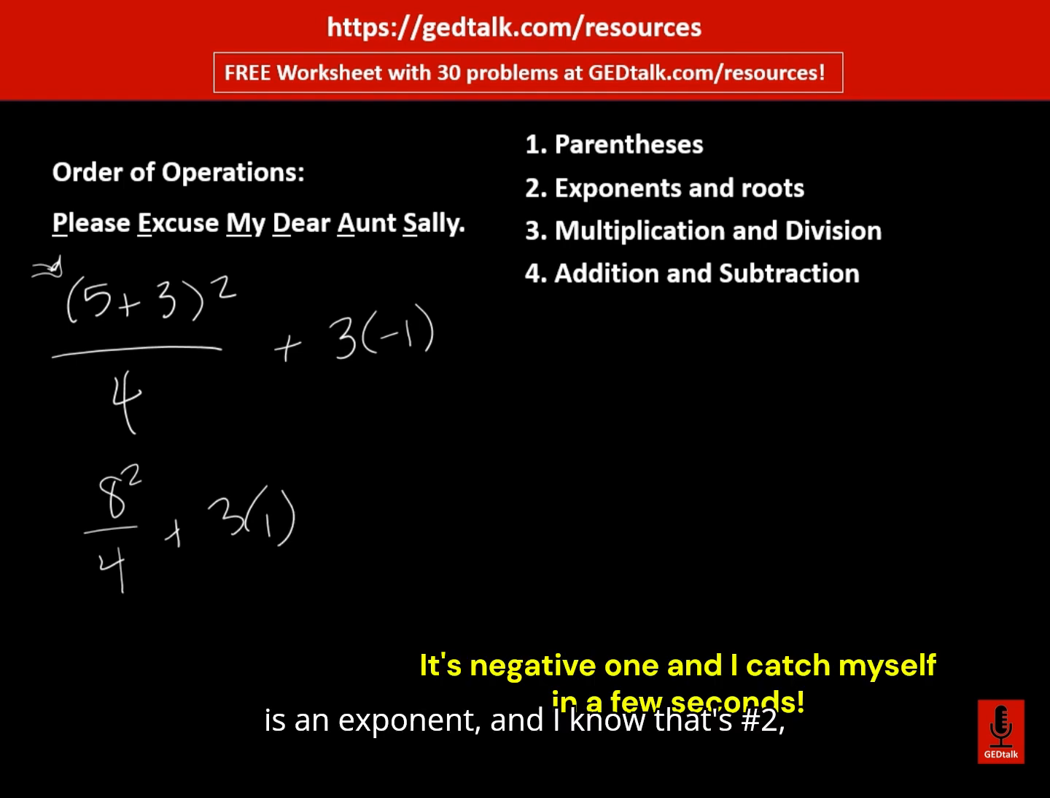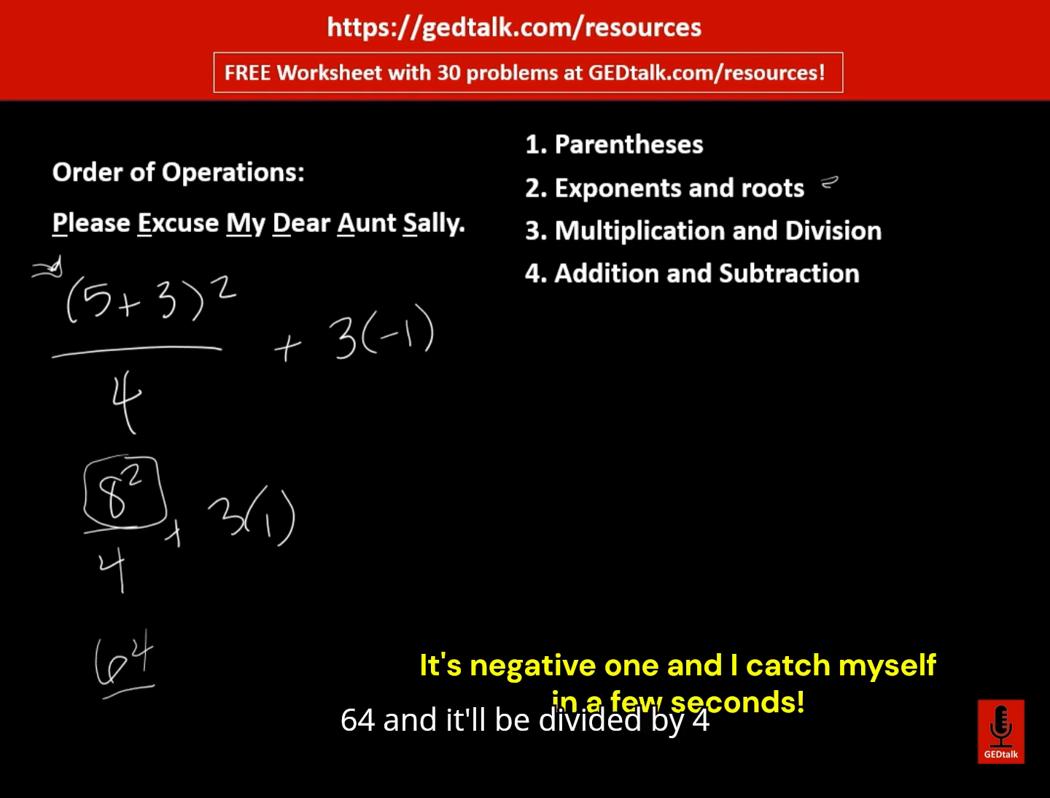So 8 squared is an exponent, and I know that's number 2, so I want to take care of that. Folks, there's a video about exponents as well, so make sure you check that out if you're like, I don't know what an exponent is. So what's happening with this numerator right here is it's being raised to the power of 2. So 8 squared is not saying 8 times 2, it's saying 8 times 8. And 8 times 8 is 64.